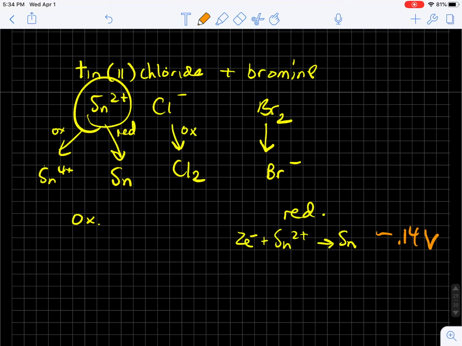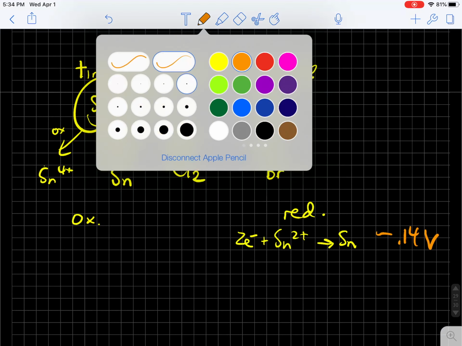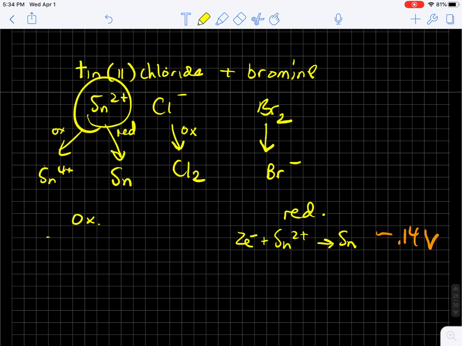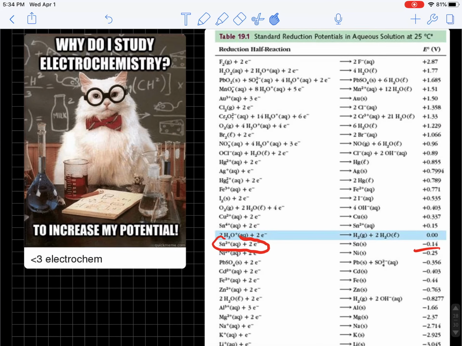So not likely to happen. However, it could happen if chloride is a really strong oxidizer. If chloride has a really large tendency to oxidize, it could make tin 2+ become tin. Let's take a look at the oxidation potential for tin 2+ becoming tin 4+ plus 2 electrons.